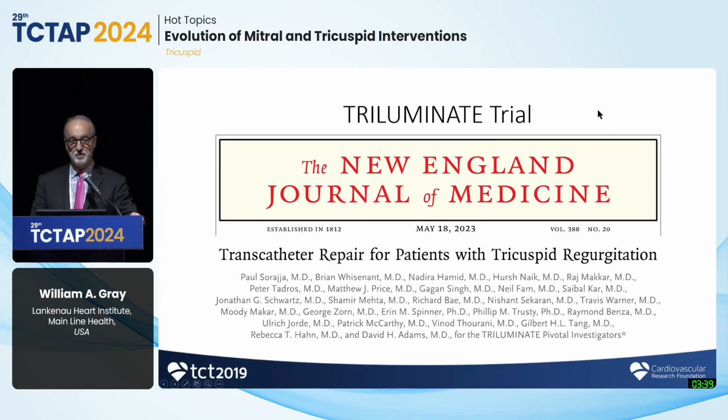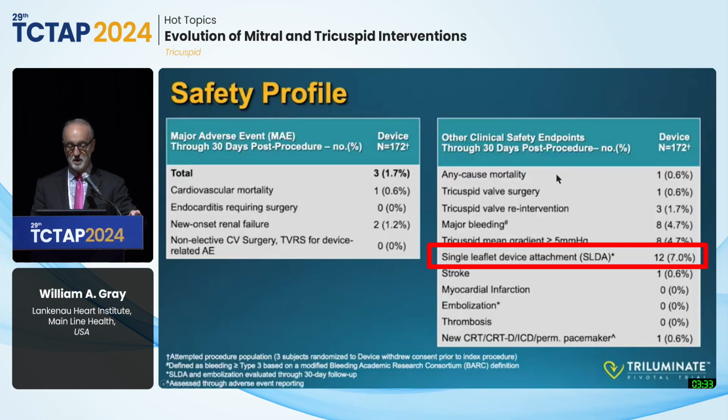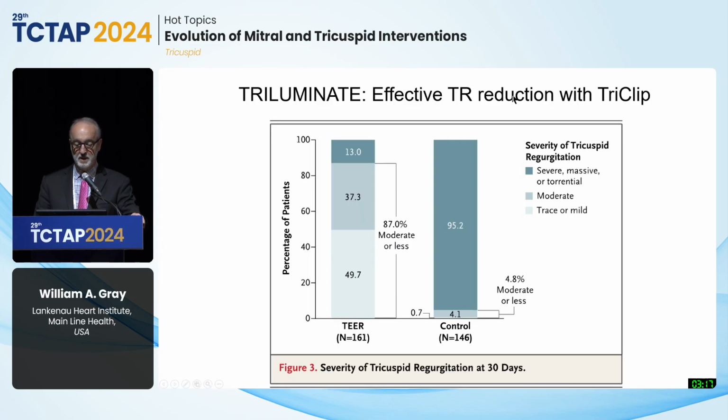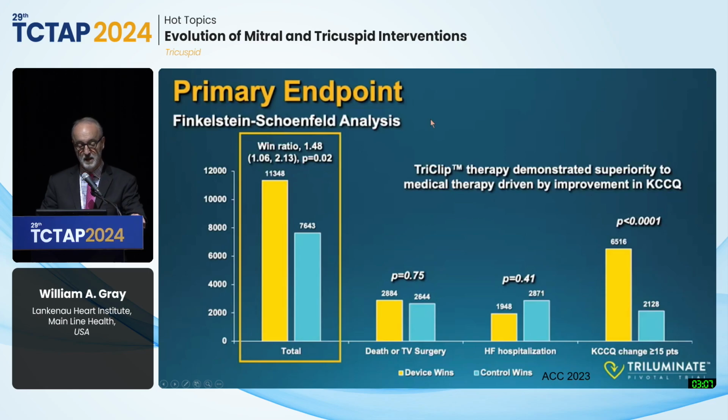David's going to speak extensively about TRILUMINATE. I hope not to step too much on him, but I just wanted to talk about this a little bit. These are the results published in the New England Journal of Medicine and presented already. We did have a single leaflet device attachment of about 7%, not too bad in a large multi-center trial. And we can see a very effective TR reduction with the TriClip as compared to control, with 87% of the patients having moderate or less tricuspid regurgitation. And it turned out to be a positive study with a win ratio favoring intervention.